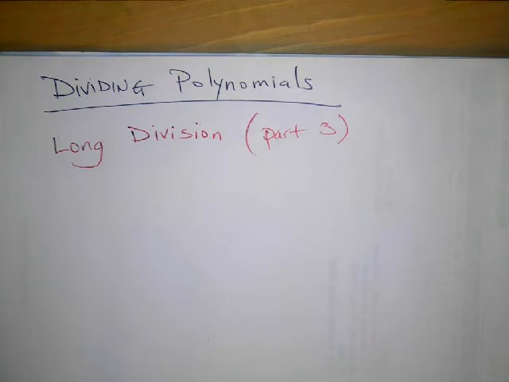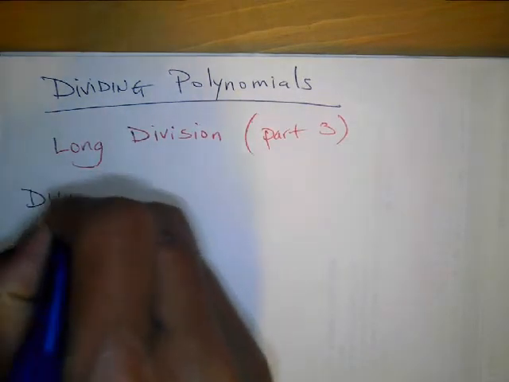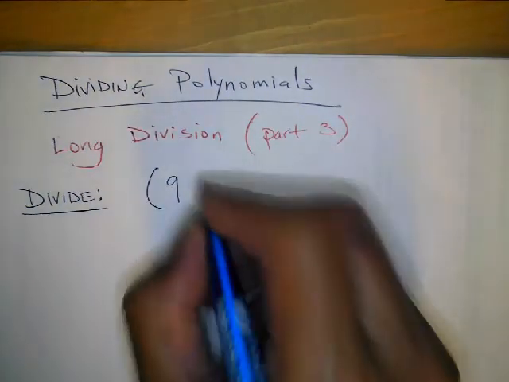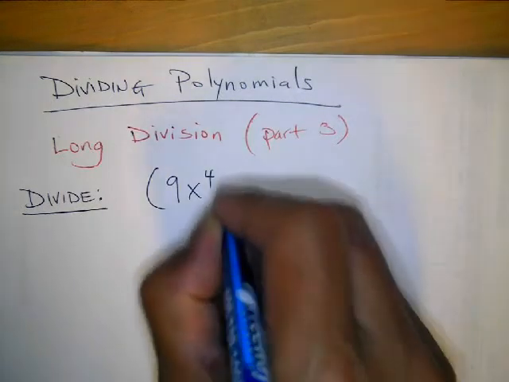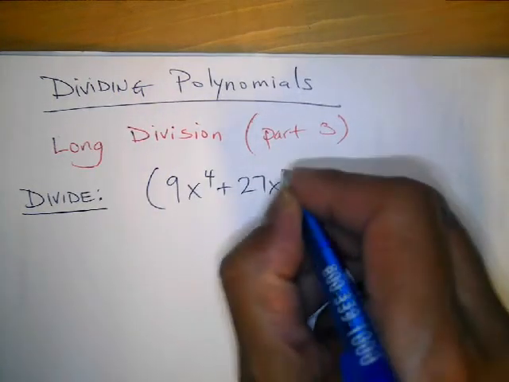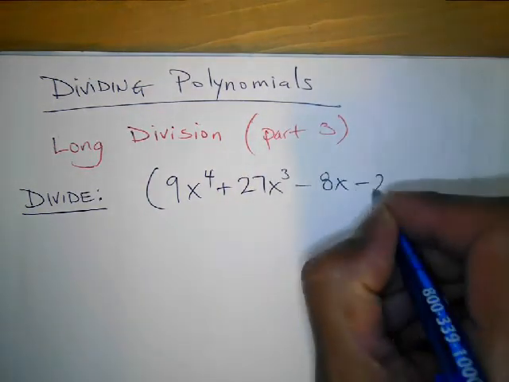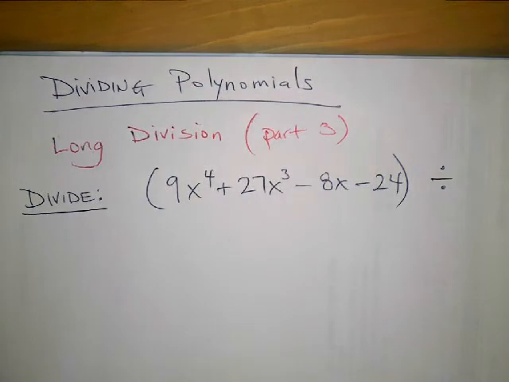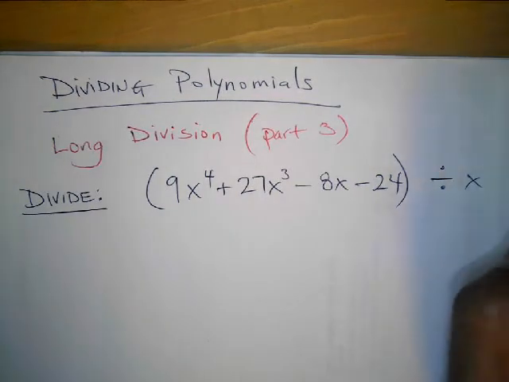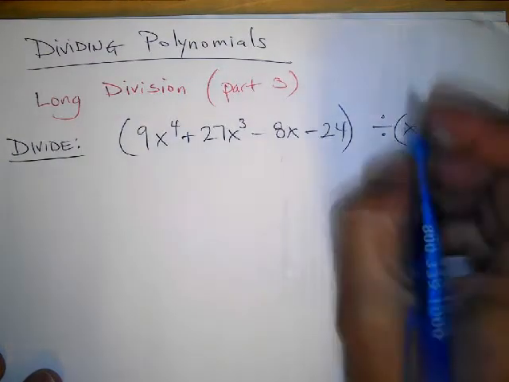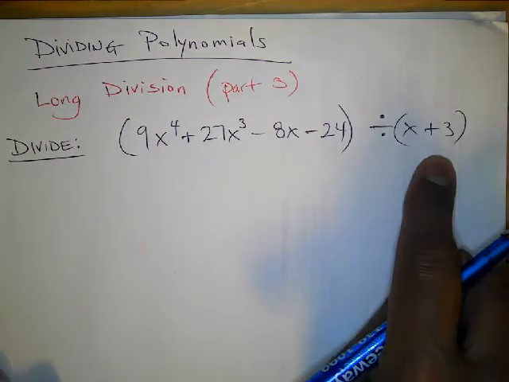Okay, so it's going to say divide. We'll just jump into the problems here. And you'll have something like this: 9x^4 plus 27x^3 minus 8x minus 24 divided by x plus 3. So remember, they can write the problem like this, and it'll be obvious that it's division. It'll say this polynomial divided by, and then an expression over here.